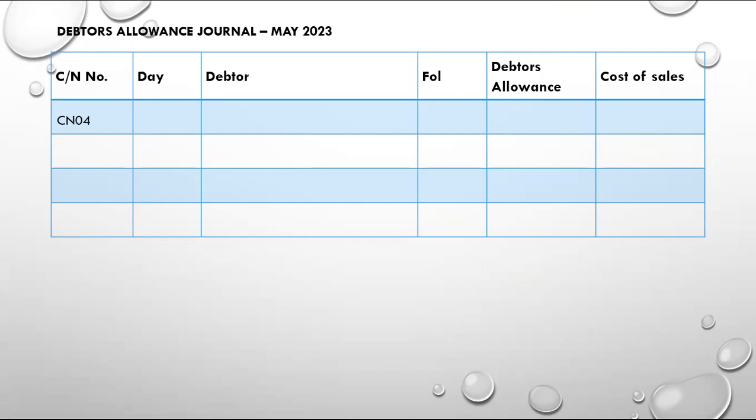So I will have here CN04 was the document number given. Hey, this past paper is not making sure. No, there was no source document given, so I'll just write it as CN04. Okay, I'll just write it there. Credit note number 04 was issued.